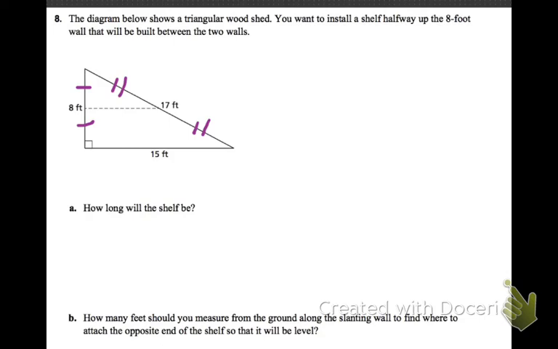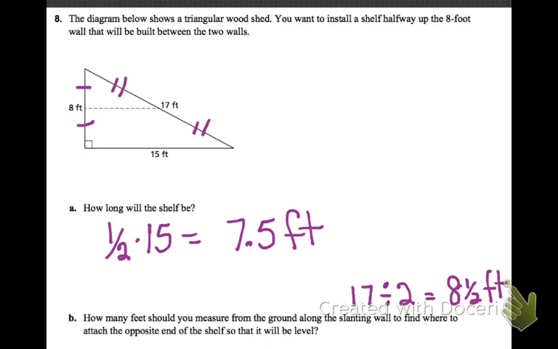Well, if it's in the middle, 8 foot up, then it's going to be half the length of the floor, which is 7.5 feet. And since it's parallel to the bottom, it's going to be exactly 1/2 the length of the other wall, which is 1/2 of 17, so it's going to be 8.5 foot up on the slanted wall.